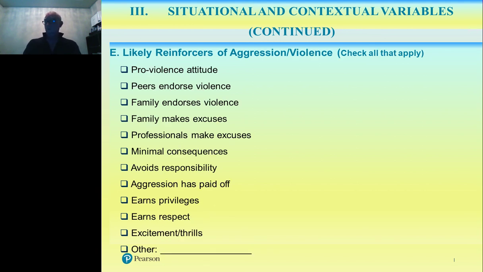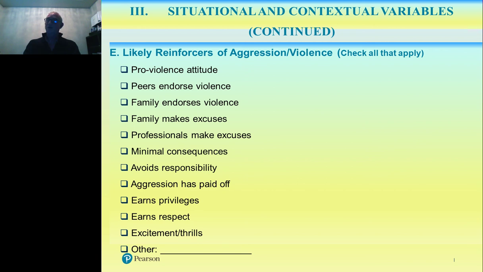And then what do they get out of it? What are the reinforcers for them acting on this? Okay, well, it's consistent with their pro-violent attitude. Their peers endorse the violent activity. The family might endorse it. Or the family enables it by making excuses so that accountability for the youth is easily dodged. And this might be something that you will see in either highly under-structured families or families that are criminogenic themselves, where they endorse the violence and they make excuses for the child so they don't have to stand accountability.